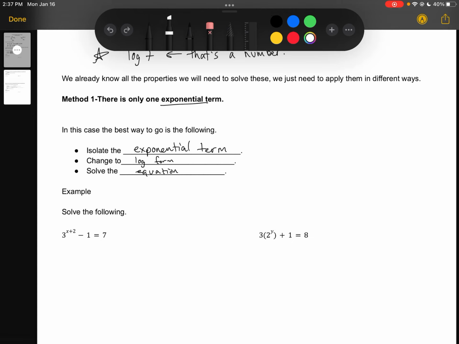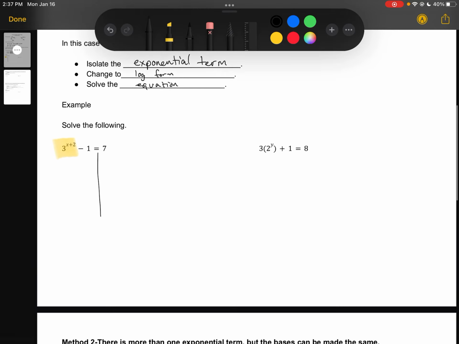So here is our exponential term. We want to get that alone, so we're going to take anything that is on its side and move it over. We'll move that one over to the other side. Now that we are in this case, we can change it to log form. Just a quick reminder, we have our base, we have our exponent, and we have our answer. So when we are changing to log form, it will simply be the log base 3 of 8 is equal to x plus 2.